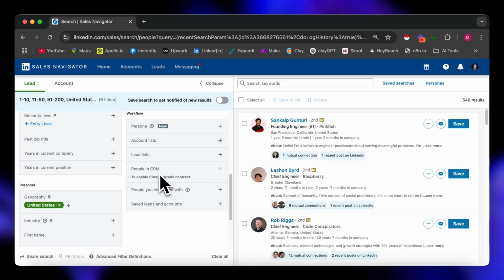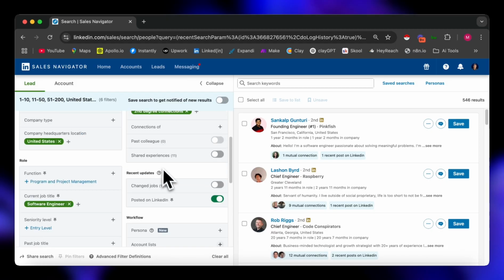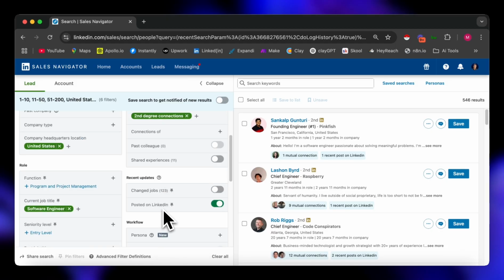And then from there, there's things where you can integrate your CRM. It requires upgrading and a significant cost every month for a company. And then people you've interacted with, and I don't use this ever, and then saved leads and accounts. I don't love all this stuff. So I really don't use workflows, to be honest with you, very often at all.